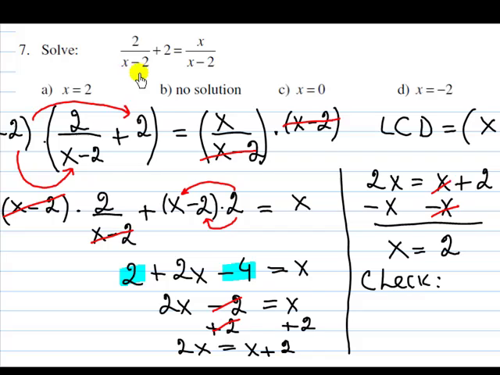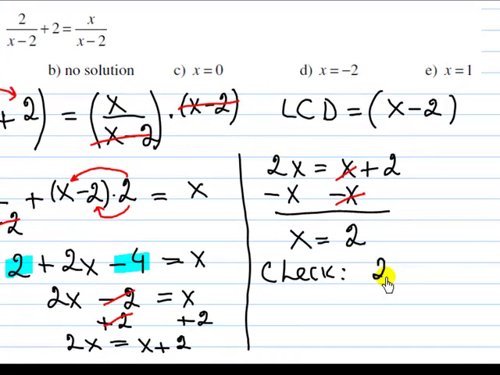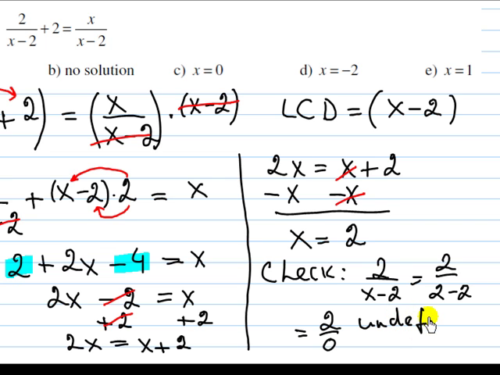In this fraction, we are going to get 2 over x minus 2 equals 2 over 2 minus 2, which is 2 over 0. That's undefined. So the only possible answer was x equals 2, but it cannot be an answer because it makes the denominator 0, which is not possible. It's undefined.